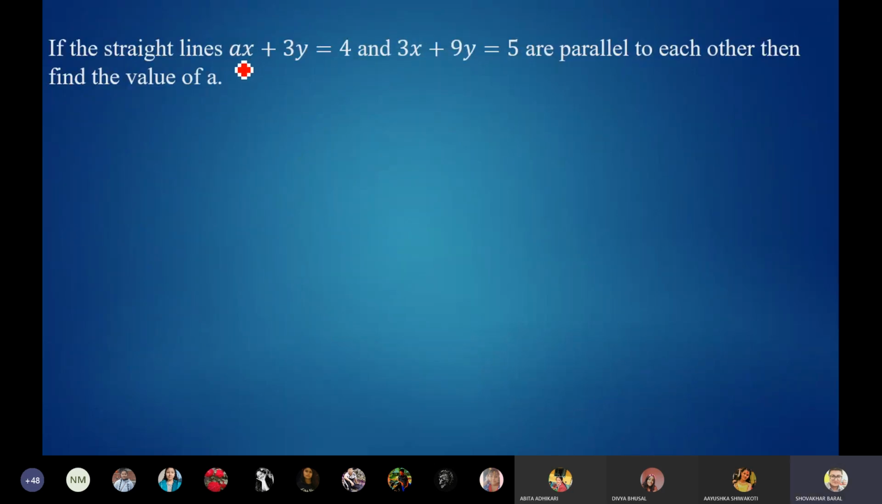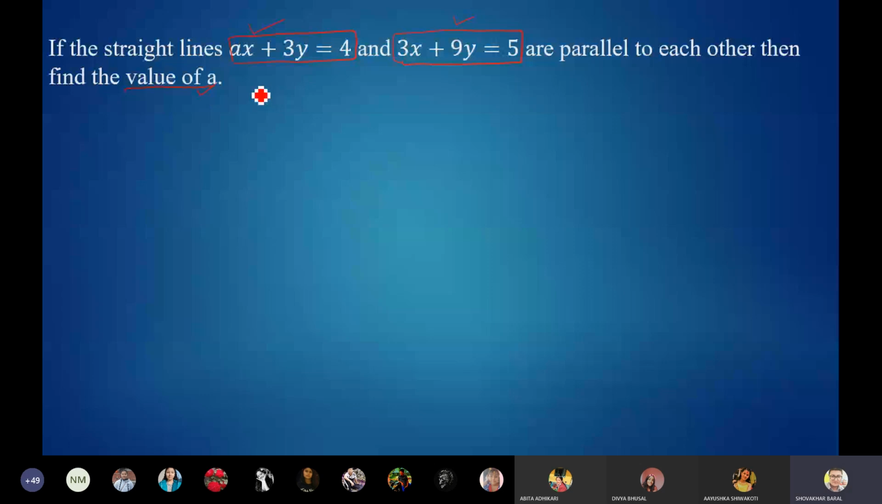If the straight lines ax + 3y = 4 and 3x + 9y = 5 are parallel to each other, then find the value of a.